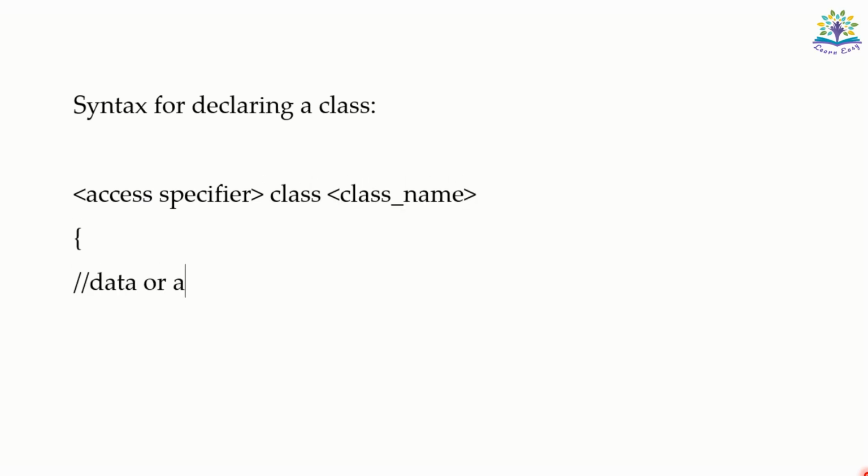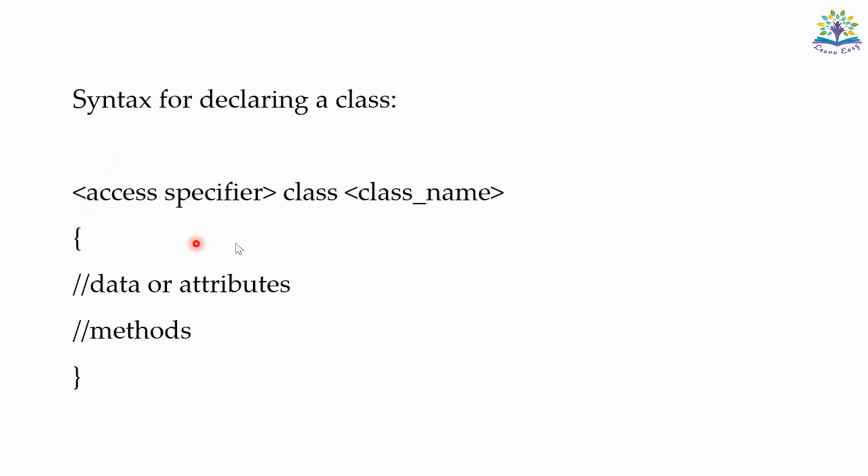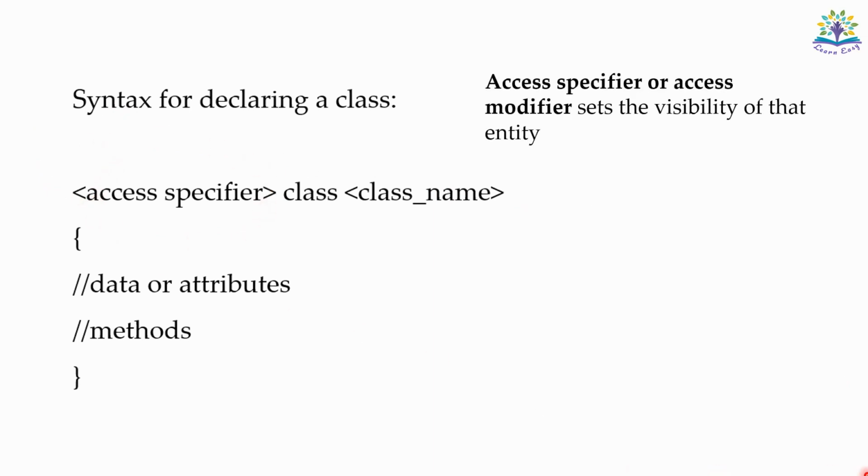Syntax for declaring a class is access modifier, keyword class, followed by class name, data and methods provided within the curly brackets. The access modifier is used to set the accessibility of an entity. It can be private, public, or protected.